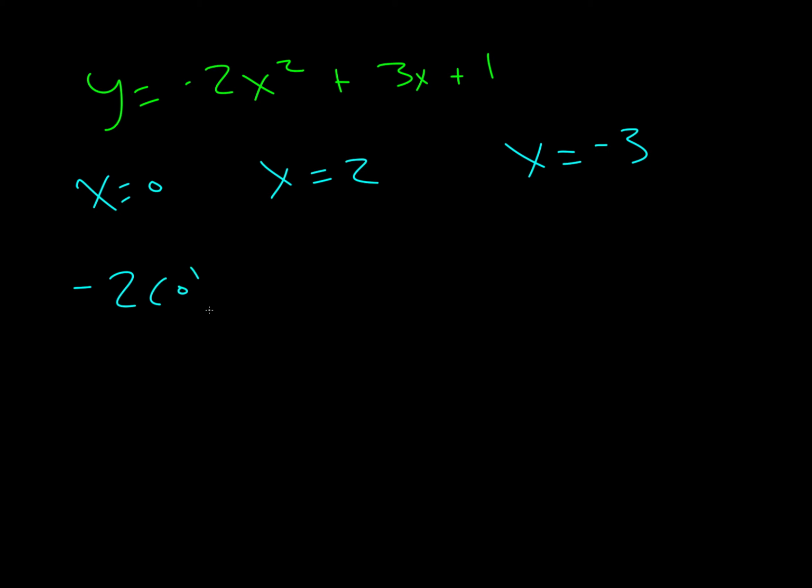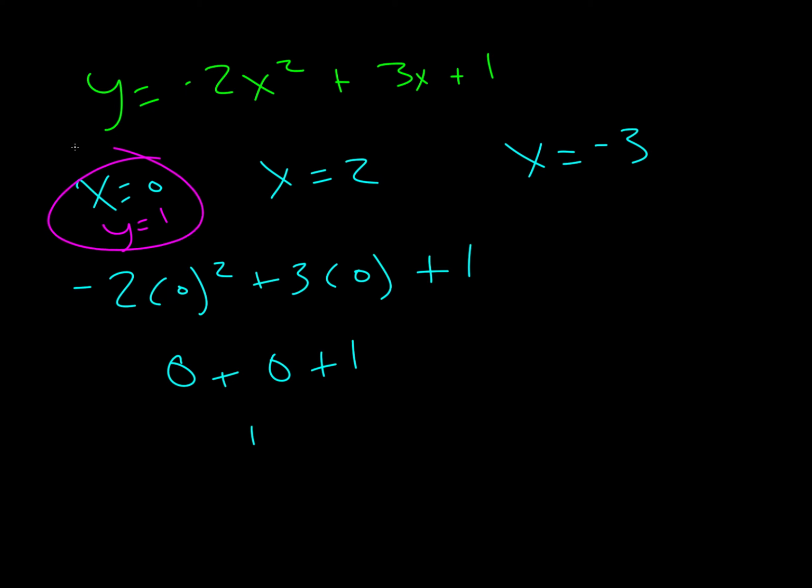So negative 2 times 0 squared plus 3 times 0 plus 1. 0 squared is 0. 0 times negative 2 is 0. 3 times 0 is 0. And then plus 1. Add those together and we get a 1. So y equals 1 in that situation.